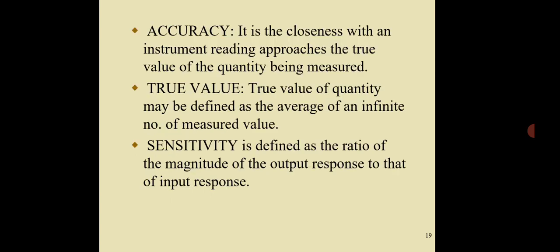So what do you actually mean by accuracy? In the last class we have seen, again I am just revising those concepts. Accuracy is the closeness with which an instrument reading approaches the true value of the quantity being measured. What is true value? True value is nothing but the actual value which you have measured. It is defined as an average of an infinite number of measured values.